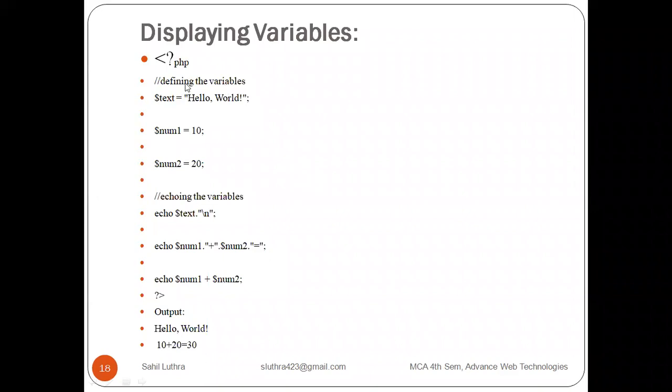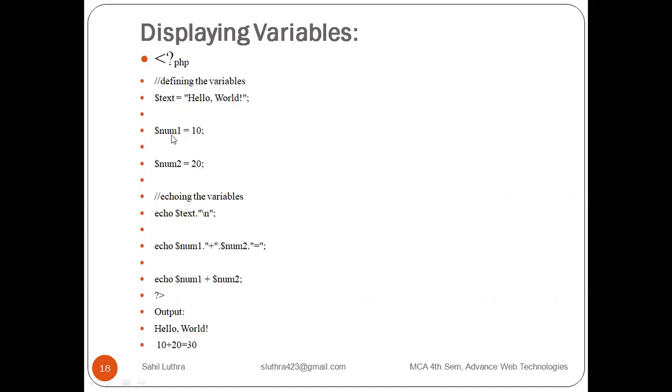After that, the next thing is defining the variable. You always know that variables are also declared with the help of the dollar sign. Dollar text, this is the name of the variable. After that, the assignment operator, and at last Hello World, which is the value we are going to pass to the text variable.